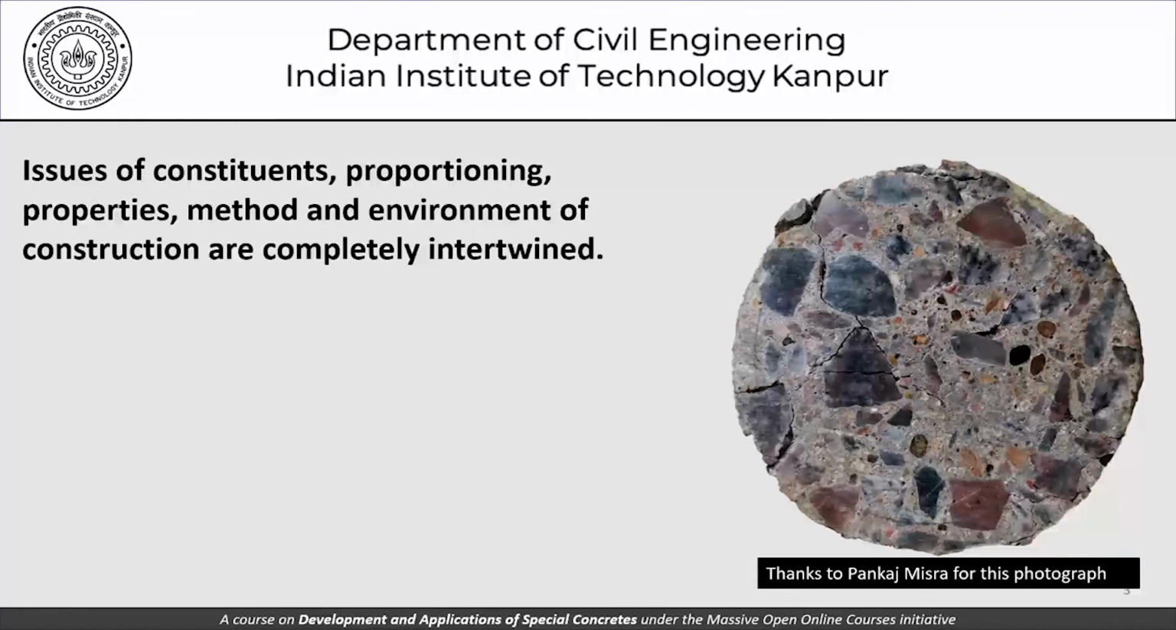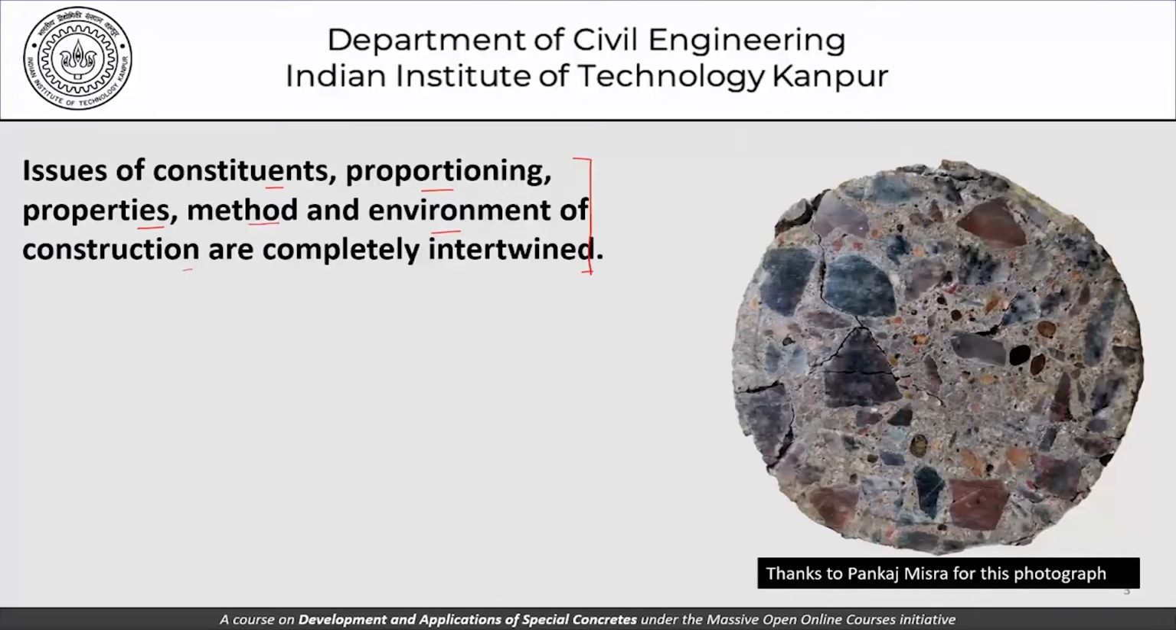Now, as far as concrete is concerned, the constituents of concrete, the proportioning of the different ingredients, the properties that we get, whether in the fresh state or the hardened state, and the method and environment of construction are completely intertwined. They depend on one another, and we have to keep all these things in mind when we try to build a concrete structure.